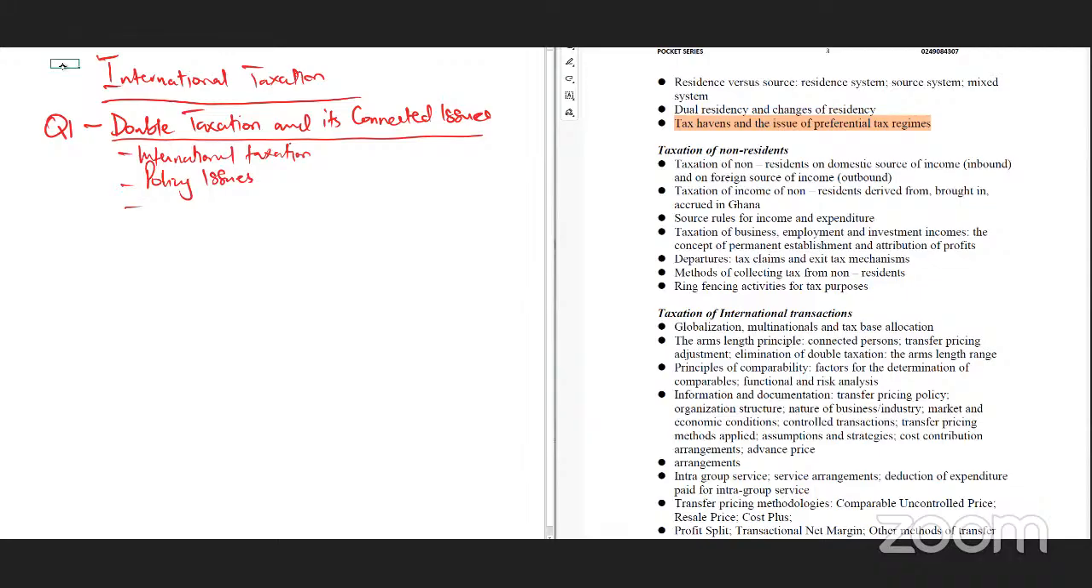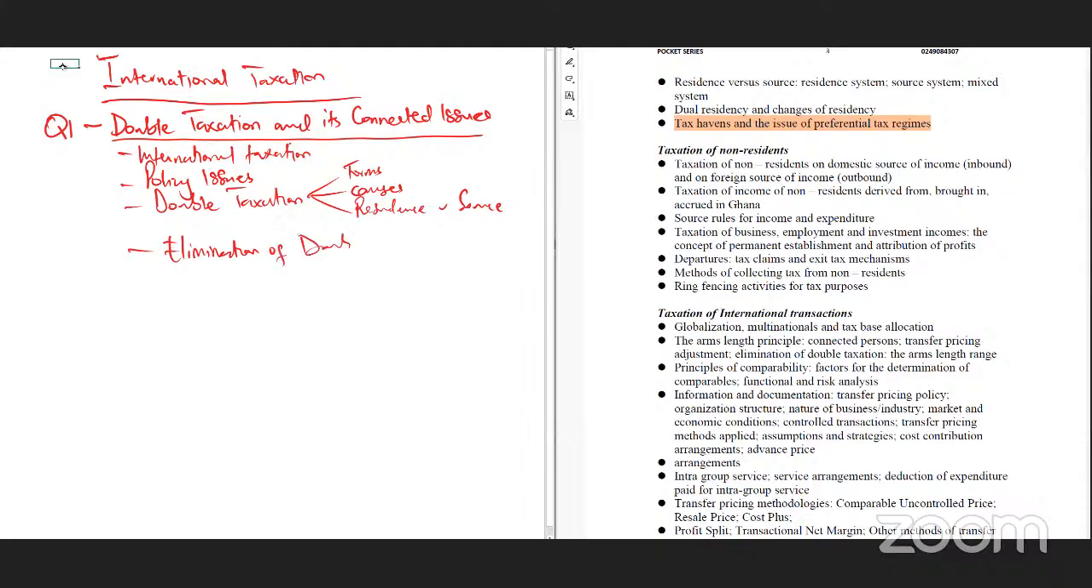All right. Then you come and look at double taxation. So double taxation is a broad area. Okay, so double taxation and its issues, meaning you have to look at the forms of double taxation, the causes of double taxation, the principles of residence and source. Okay. So once we know this one, we come and look at how to eliminate double taxation, right? So elimination of double taxation.